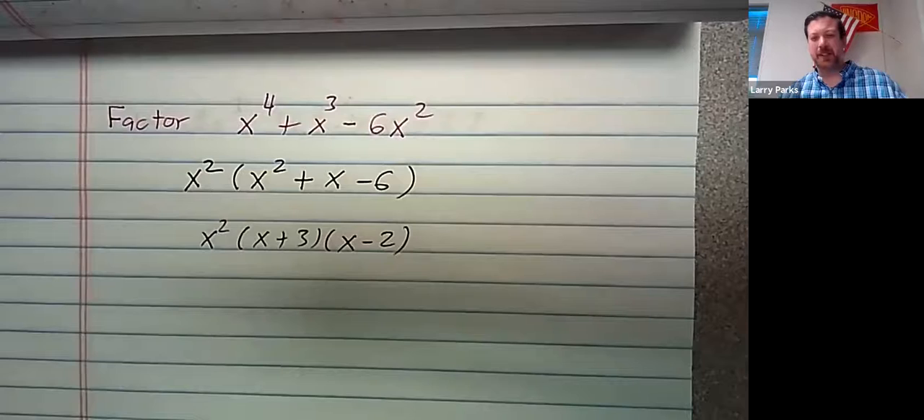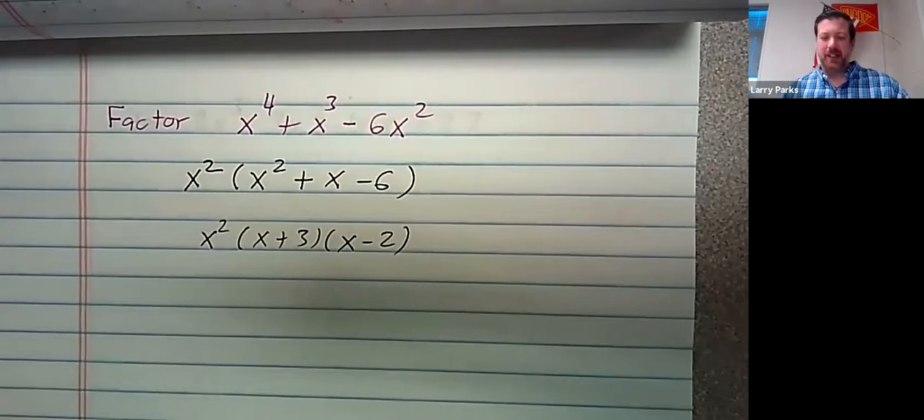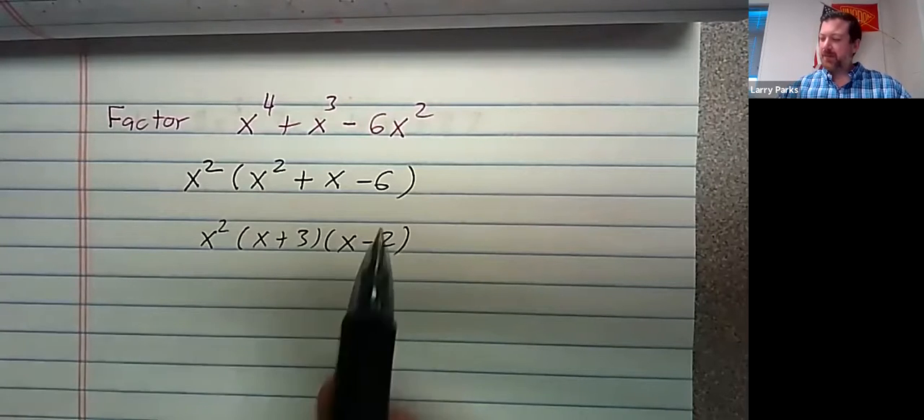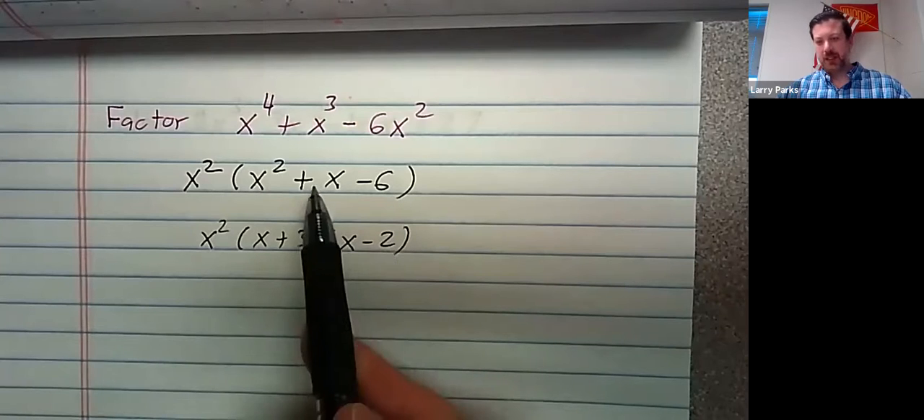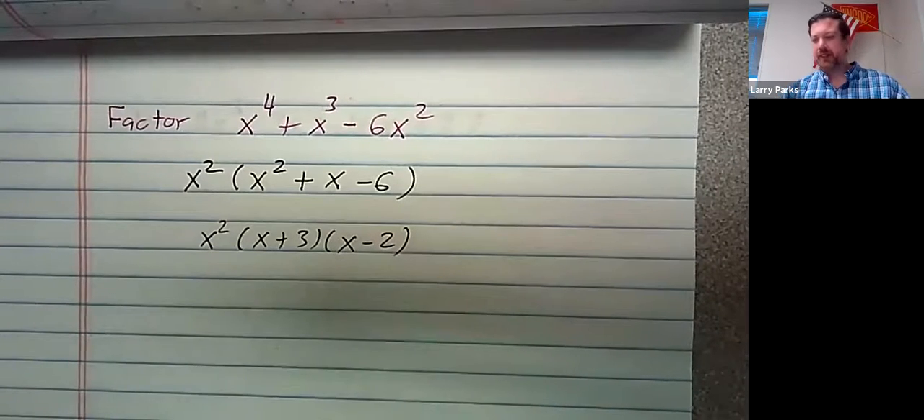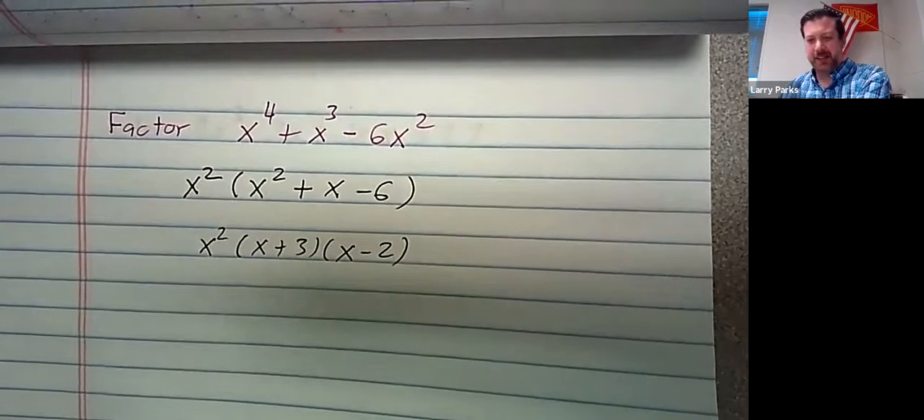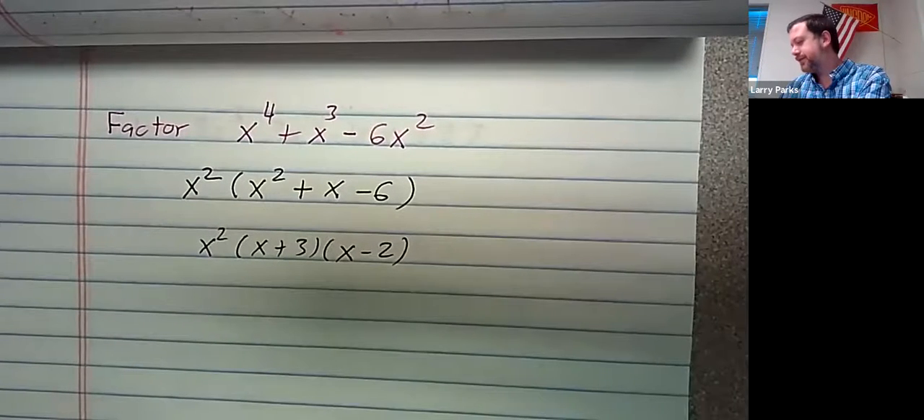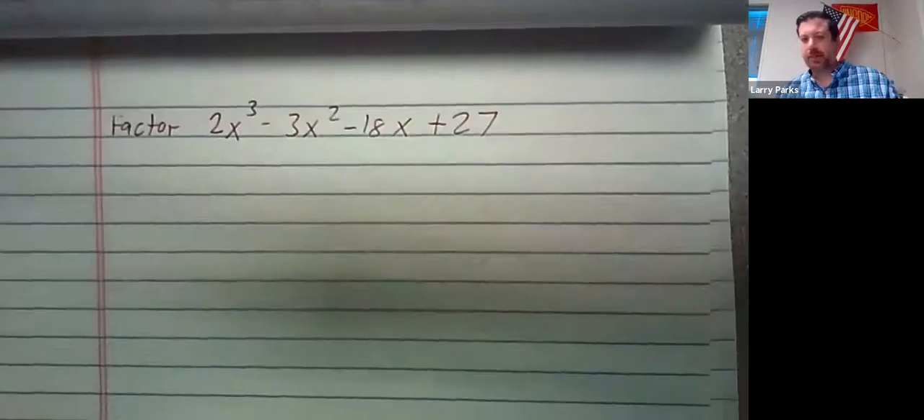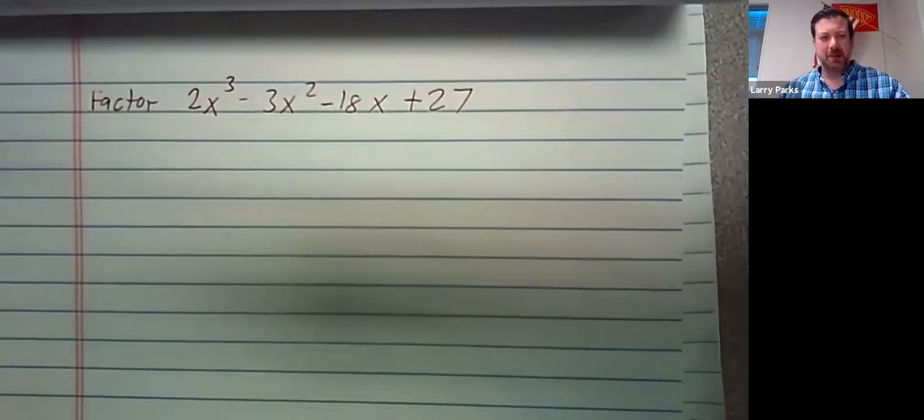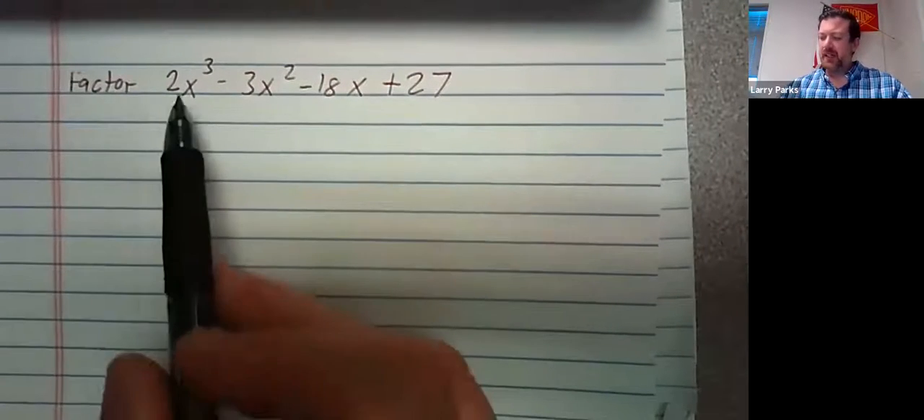And notice I didn't put the factor x on it. You really don't need to do that to show your work anymore. We were just doing that so I can see what you were doing. So 3 times negative 2 is negative 6. 3 plus negative 2 is 1. So I factored this for you. There was another one that needed factored. And this one's very similar to the one I just showed you.